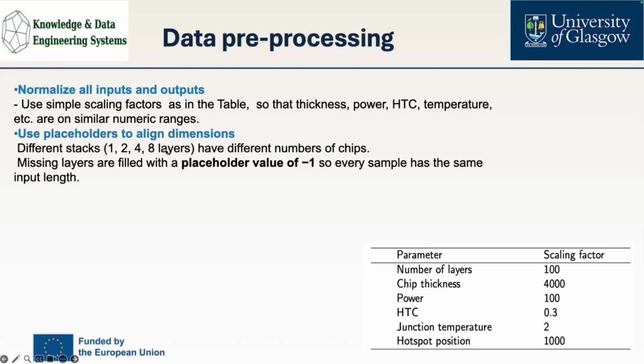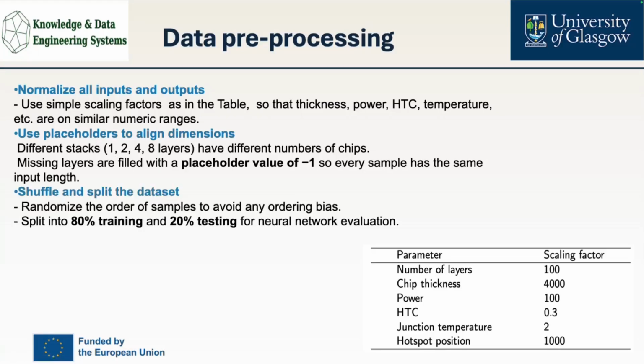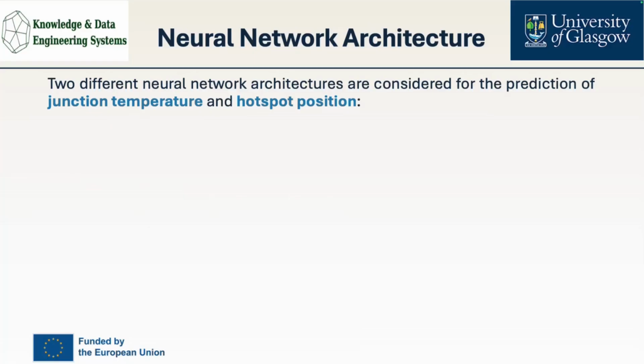If we have 8 layers, we will have a different number of dimensions compared to having 1 or 2 layers. So they used a placeholder, filling these places with -1, to have all the dimensions equal for 8 layers, 4 layers, 2, and 1. Then, as usual in deep learning models, we split the data for training. The training can take like 80%, most of the data, and 20% or less is used for testing the neural network.